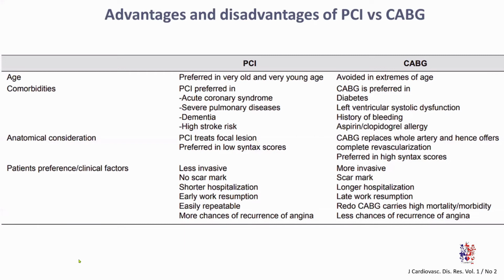Clearly, with PCI, it's less invasive. There's no scar, short hospitalization. Patients prefer it, and CABG is more invasive with a scar. But certainly, bypass is important in heart failure, and in patients who cannot take anticoagulation. As opposed to that, PCI is certainly preferred in acute coronary syndrome, severe pulmonary disease, and dementia.